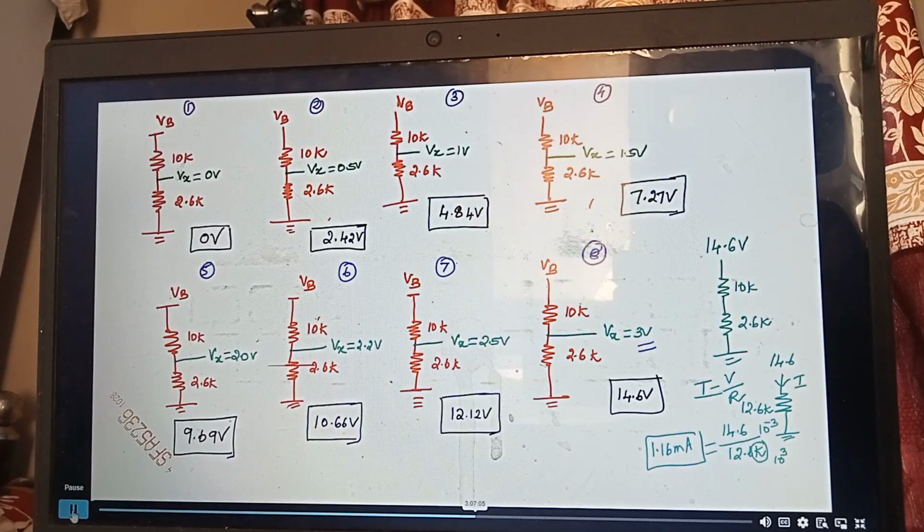Okay, so now you know what the current is. What is the value of current? The current value is 1.16 milliampere. Now find the power dissipation across 10K and the power dissipation across 2.6K. Power dissipation is I square R. So 1.16 milliamp, the whole square. Include milli, don't exclude milli, include milli and do it.